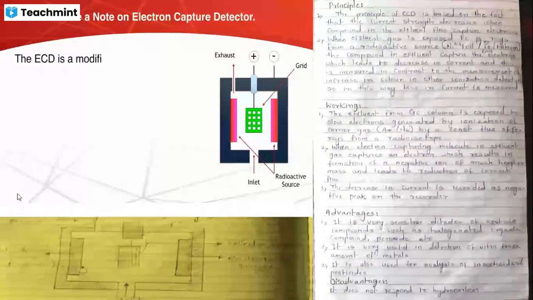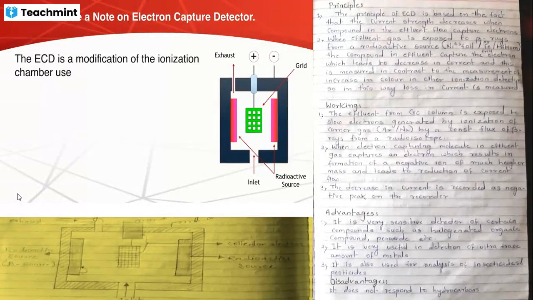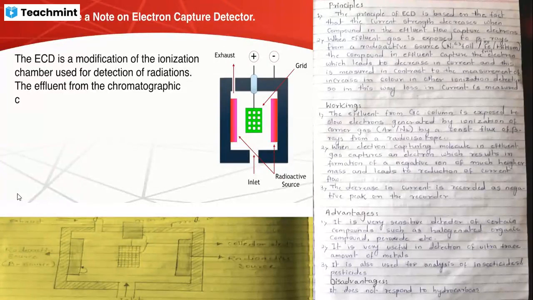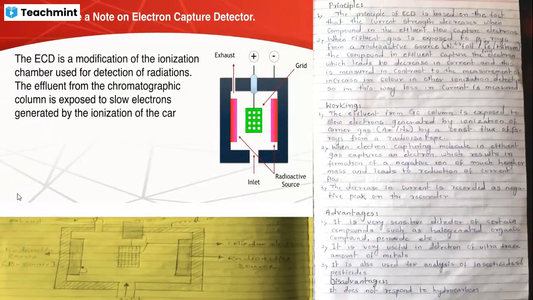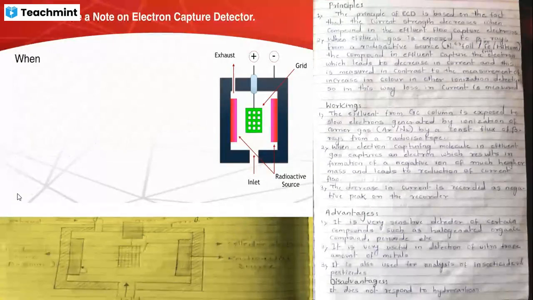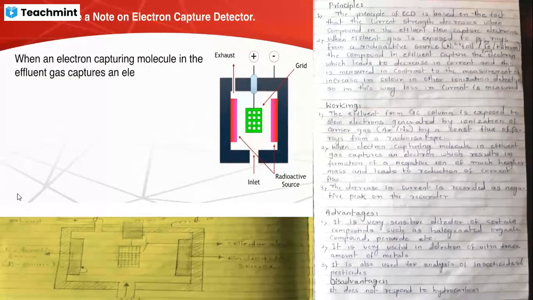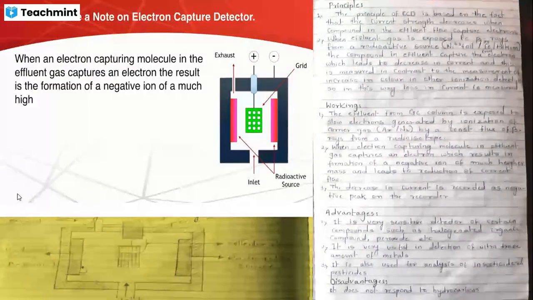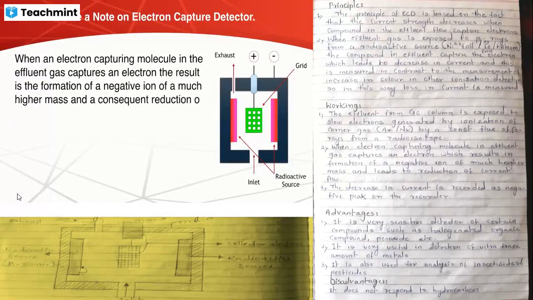The ECD is a modification of ionization chamber used for detection of radiations. The effluent from the chromatographic column is exposed to slow electrons generated by the ionization of the carrier gas, which is either argon or nitrogen, by a constant flux of beta rays from the radioisotope. When an electron capturing molecule in the effluent gas captures an electron, the result is the formation of a negative ion of a much higher mass and a consequent reduction of current flow.